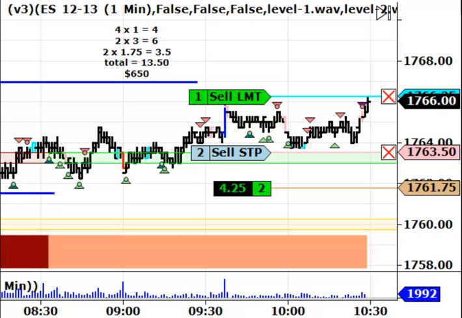So you can see I've got that upper blue line up there at 1767, which is the upper resistance barrier at this point. So hopefully we can just get filled on this and make an adjustment on our stop, because the market is looking pretty good.